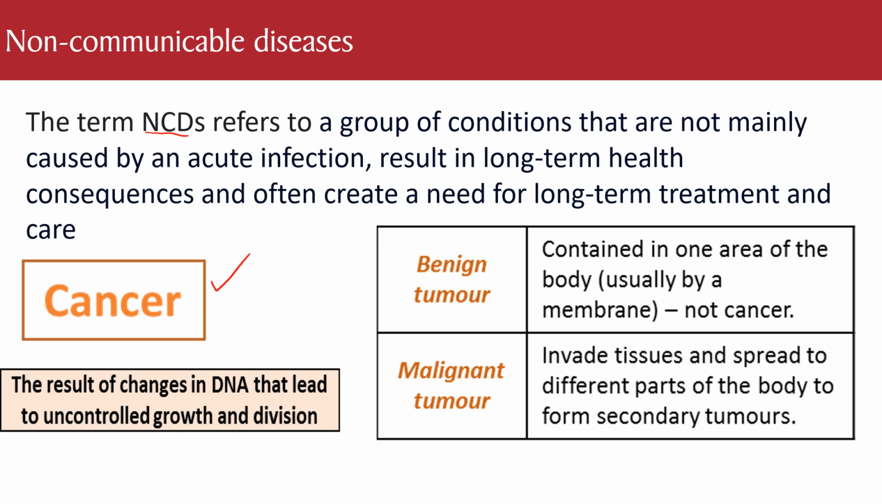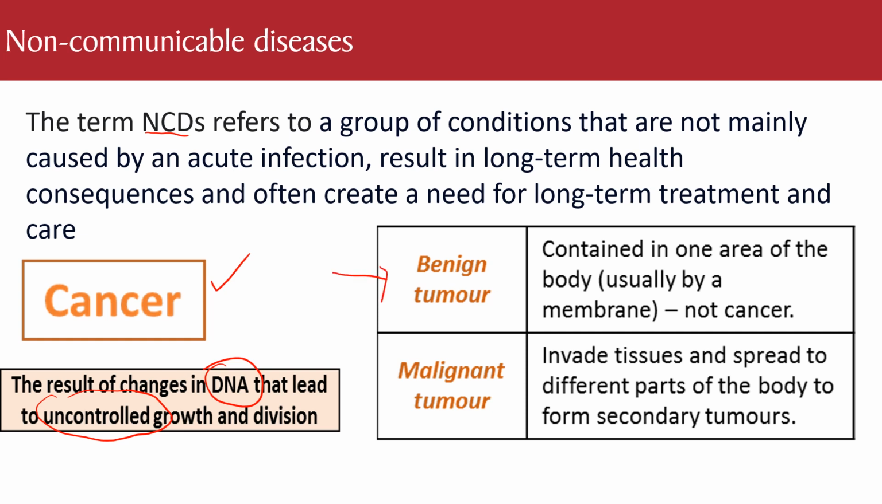Okay, horrible word. Cancer is a result of DNA changes that can lead to uncontrolled growth and division. So in a nutshell, one cell's DNA changes, it has a mutation, it becomes cancerous, and then the growth of that cell is uncontrolled, and it just gets bigger and bigger and bigger.